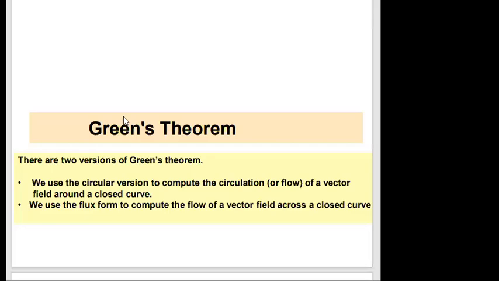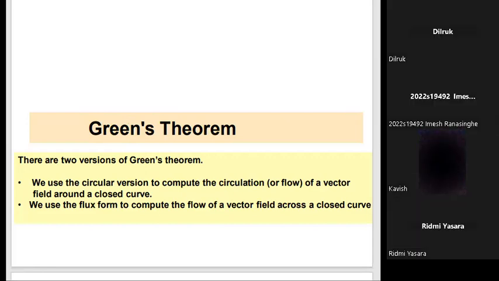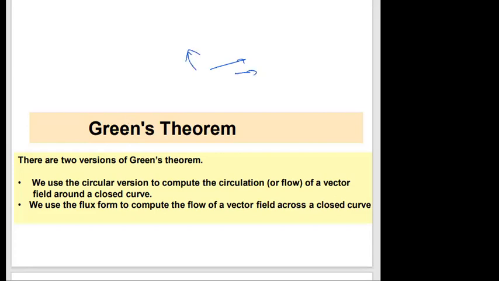Yeah, so we learned Green's theorem. There are two versions. So what was that? If you have a two-dimensional vector, yeah, this is two-dimensional.